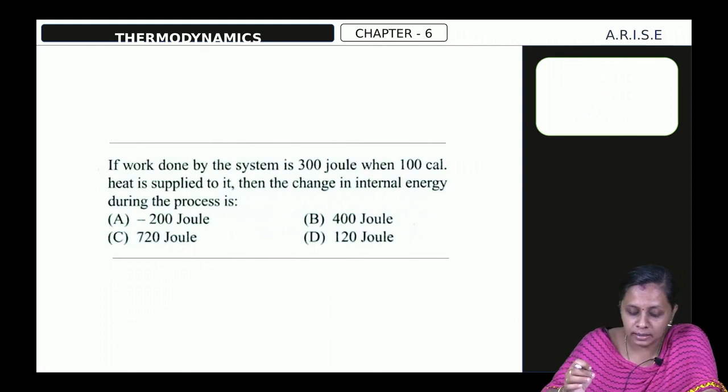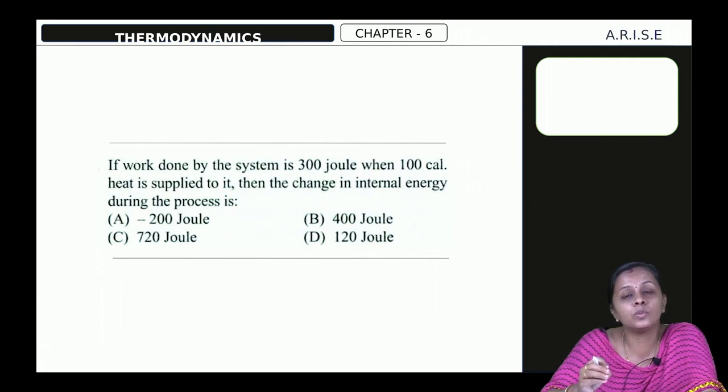If work done by the system is 300 joule when 100 calories of heat is supplied to it, then change in internal energy during the process. This is a question which is related to first law of thermodynamics. What is first law of thermodynamics? Energy can neither be created nor be destroyed. It can be only converted from one form to another. That is known as law of conservation of energy, or otherwise known as first law of thermodynamics.